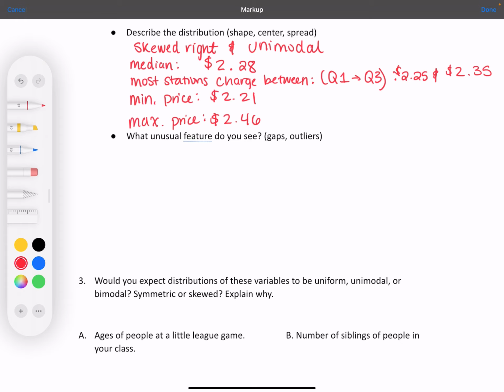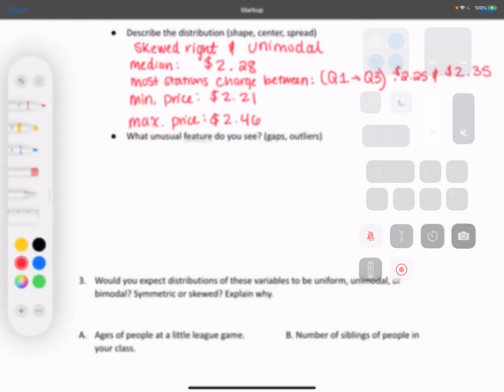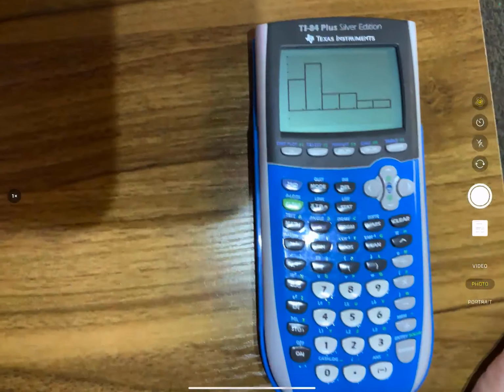All right, so I'm going to pull back up the graph to answer this next question. What unusual feature do you see? Do you see any gaps or outliers? No. One really tall one. We talked about yesterday, for an outlier, it's not necessarily going to be that it's tall. It's going to be that it's by itself. It has no friends.